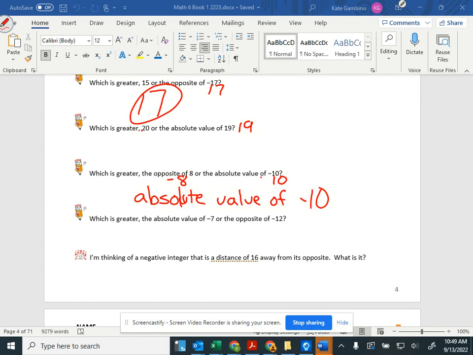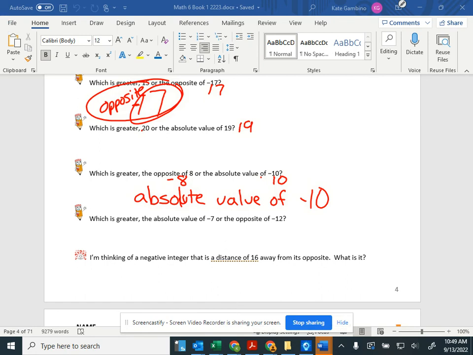Up here, I made the mistake. I wrote 17. I should have written the opposite of -17. That was my mistake. Always go back to your original question and write what it was. So it's the opposite of -17. The absolute value of -10.